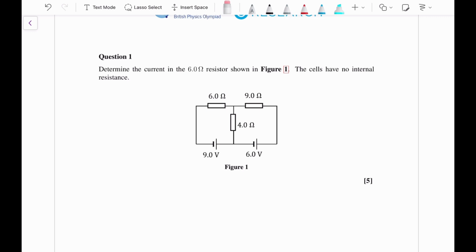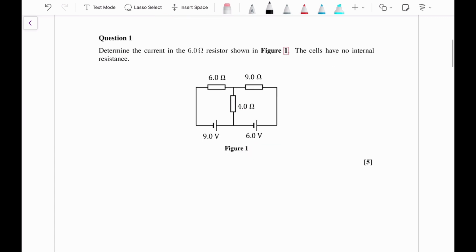In this case, the circuit looks like a parallel one, however there's two batteries. So in this case, I suppose we need to utilize Kirchhoff's law to do this. So what we know is that Kirchhoff's second law states that the sum of all the EMFs is equal to the sum of the potential differences.